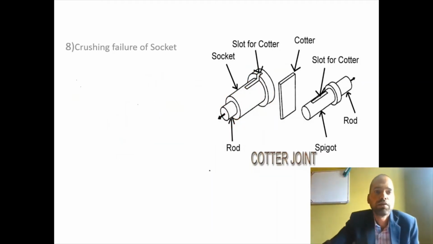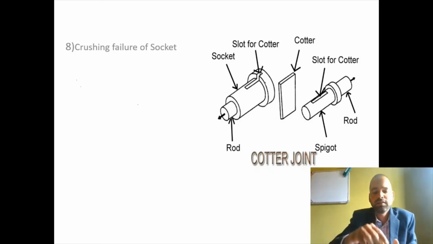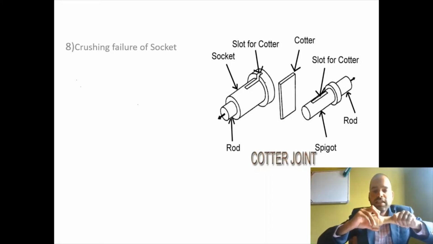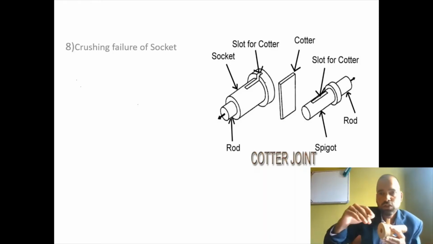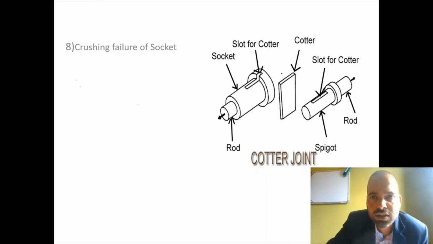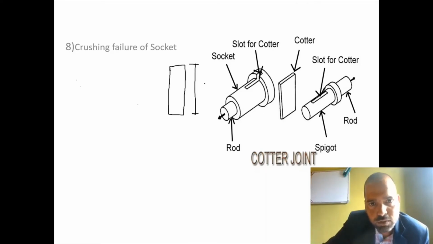Then crushing failure of the socket. What is meant by crushing? Again, the failure of socket and spigot is nearly the same. When the complete assembly is subjected to tensile load, this cotter will try to crush the slot, or the slot will try to crush the cotter. It is vice versa. So crushing takes place here at this slot, right? What is that slot? If you see, there is a whole slot up to diameter D4, right?